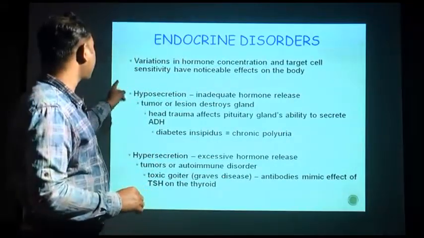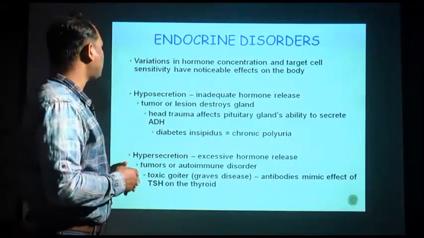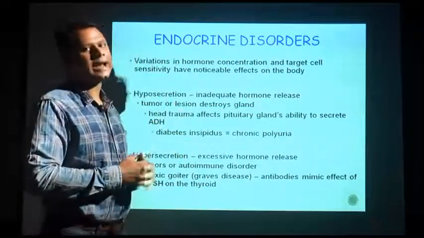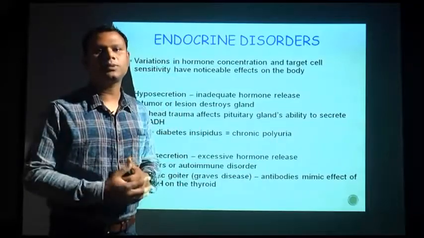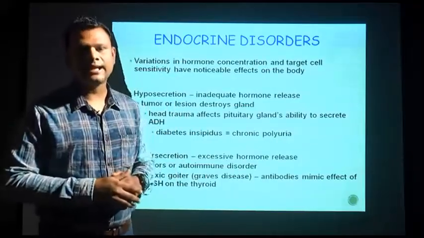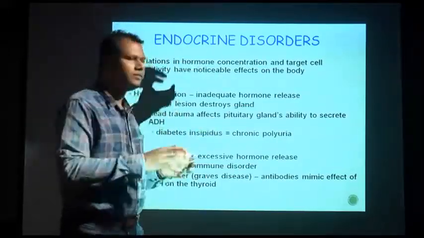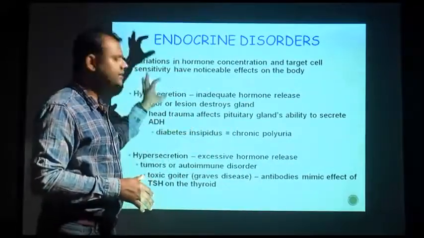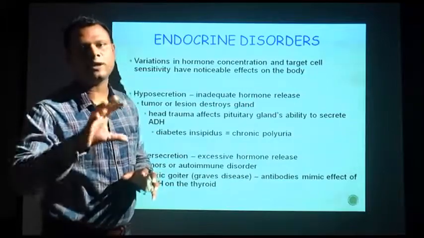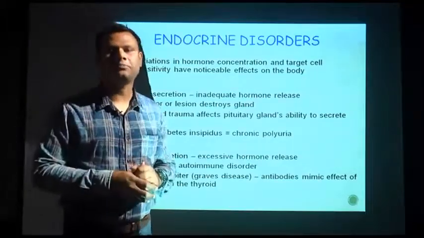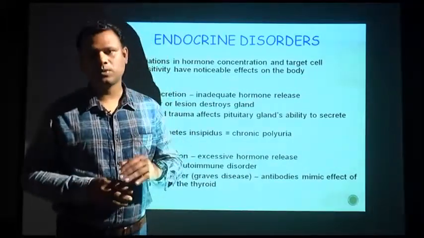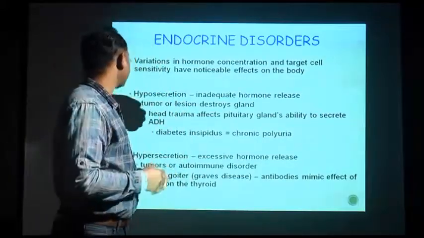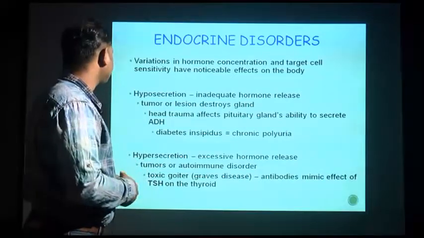Okay. So, hyposecretion is inadequate hormone release, where a tumor or lesion destroys the gland. In which condition does the hormone secretion decrease? Generally because of a tumor which partially covers the gland or any kind of destruction to the gland. If the follicular cells, or the cells which are involved in the secretion of the hormones, are less, then less hormone will be secreted. Okay. So, that is the condition of hyposecretion.